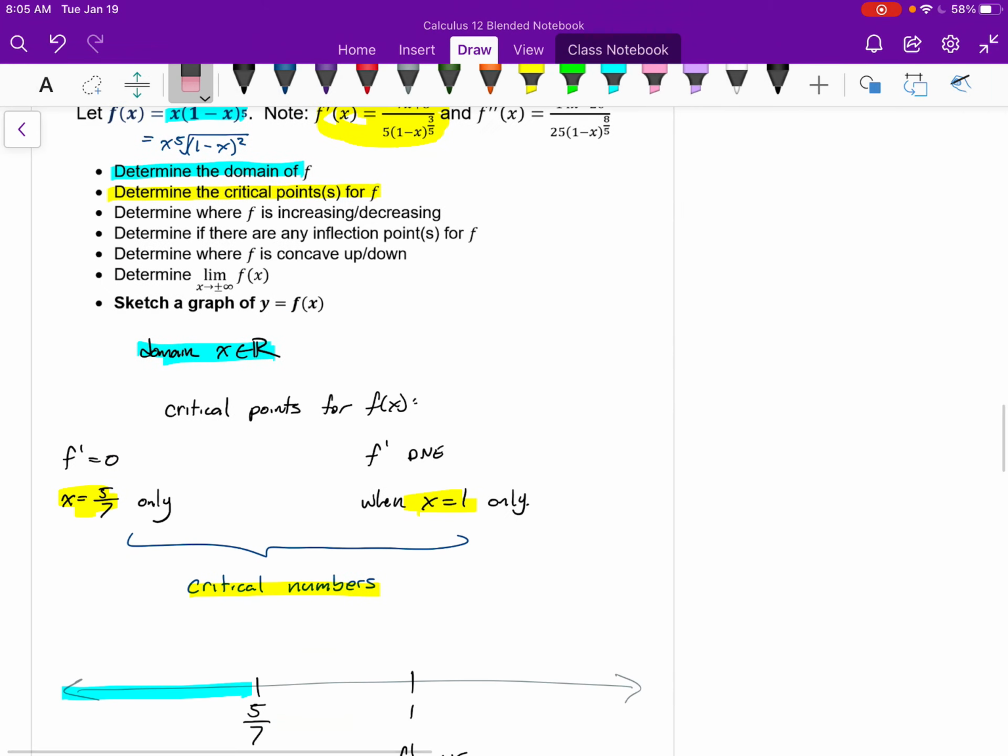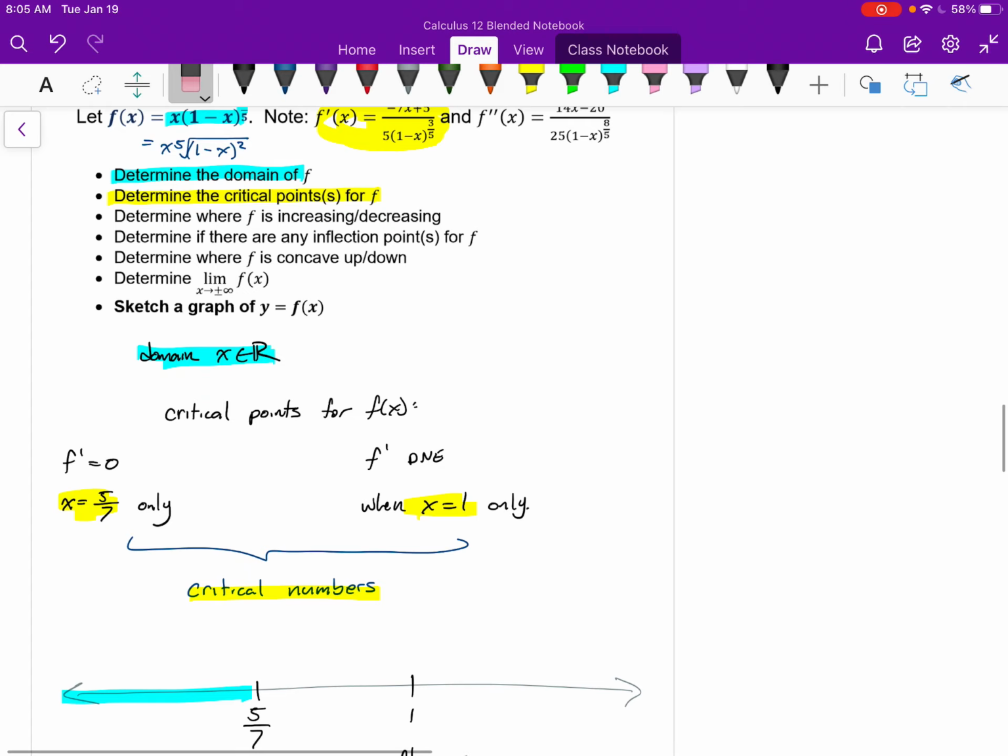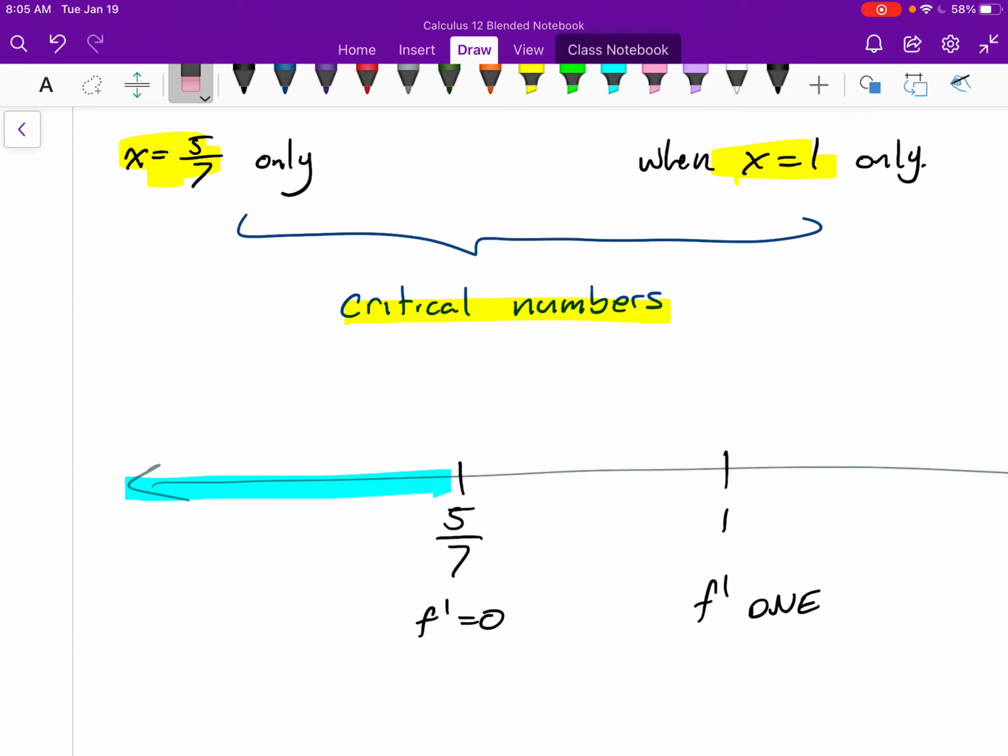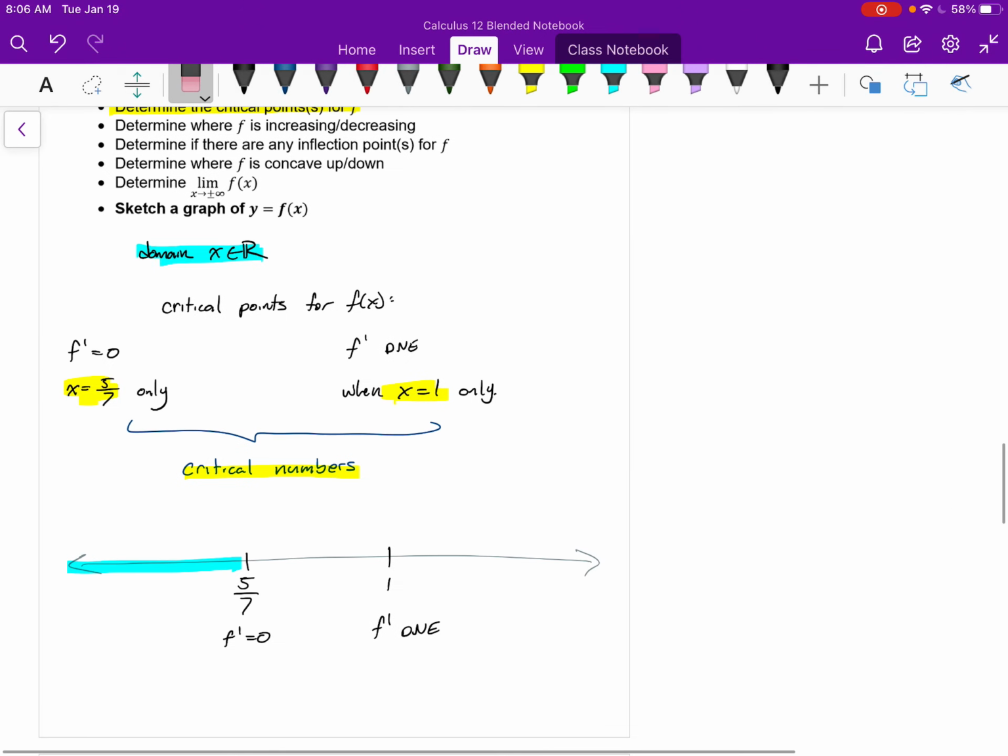One perfectly great way to find where this function is increasing or decreasing is to pick a number in this interval, anything less than 5/7, because I know there's no other critical numbers less than 5/7, and put that number into the first derivative. If I get a positive number out of my first derivative, I know it's increasing. If I get a negative number, I know it's decreasing. If I get a 0, I know I made a mistake somewhere, because 5/7 is the only place where my first derivative will equal 0.